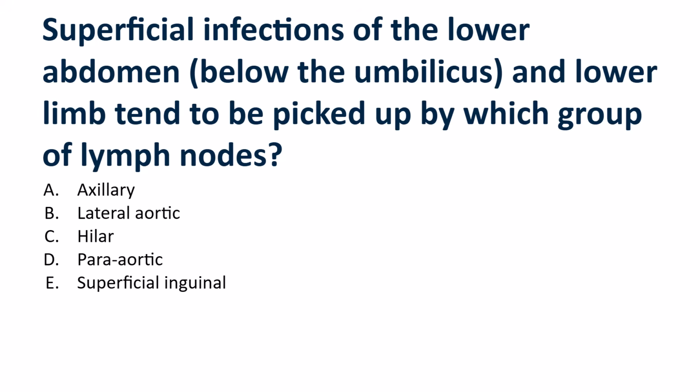Superficial infections of the lower abdomen, so that would be below or inferior to the umbilicus, and lower limb tend to be picked up by which group of lymph nodes? Is it A, axillary? Nope, that would be the lymph from superior to the transumbilical plane. Lateral aortic? No, that's going to pick up the deep lymph. Hilar? Nope, that is another name for those bronchopulmonary nodes in the thoracic cavity at the hila of the lungs. Para-aortic? Nope, that's the same name as the lateral aortic, same nodes. The correct answer is the superficial inguinal nodes.